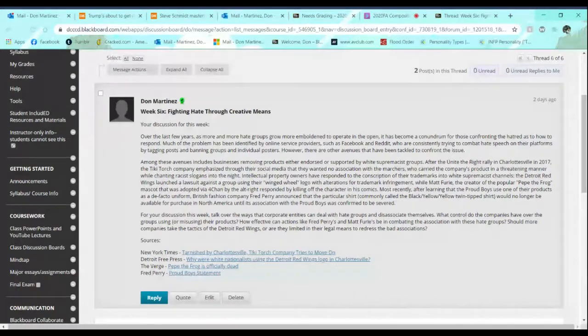Most recently, after learning that the Proud Boys used one of their products as a de facto uniform, British fashion company Fred Perry announced that the particular shirt, commonly called the black, yellow, yellow twin-tipped shirt, would no longer be available for purchase in North America until its association with the Proud Boys was confirmed to be set up.